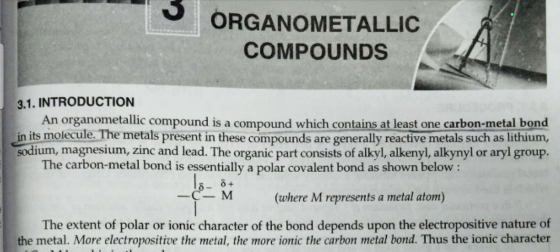Introduction. An organometallic compound is a compound which contains at least one carbon-metal bond in its molecule. The metals present in these compounds are generally reactive metals such as lithium, sodium, magnesium, zinc, and lead. The organic part consists of an alkyl, alkenyl, alkynyl, or aryl group. The carbon-metal bond is essentially a polar covalent bond.